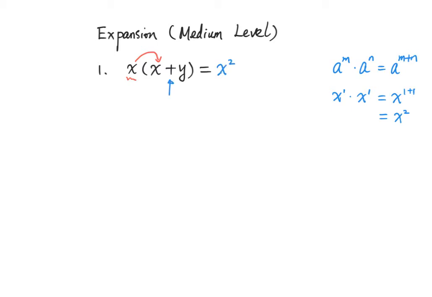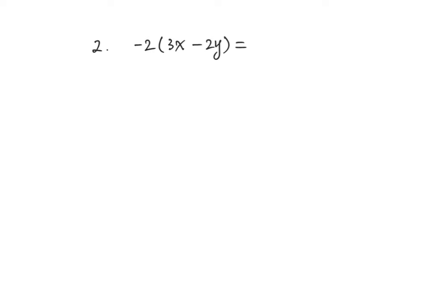This is plus, so plus, and then x times y, so we get xy. X squared plus xy, so they are unlike terms, so we cannot combine them. This is the final answer. That's it. Let's take a look at the second example.